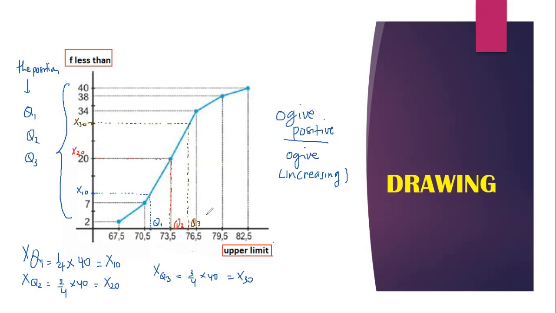Is it clear, everyone? So based on the Ogive positive, or increasing Ogive, we'll find the information for Q1, Q2, and Q3. The y-axis is the position of the quartile, but the x-axis is the real Q1, Q2, and Q3.